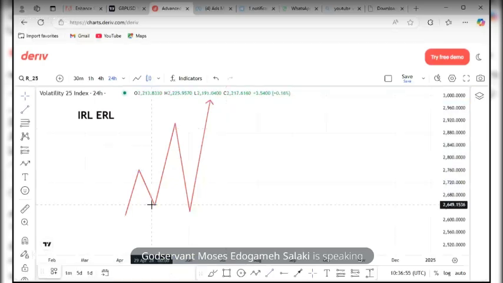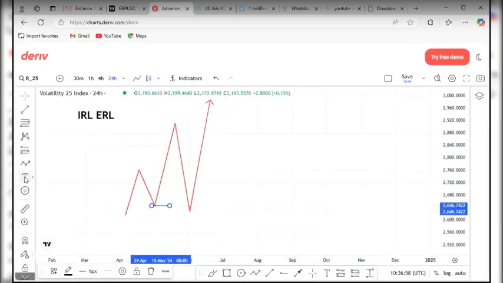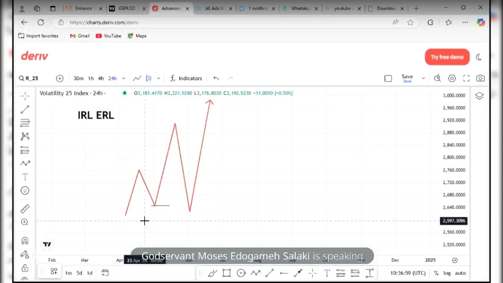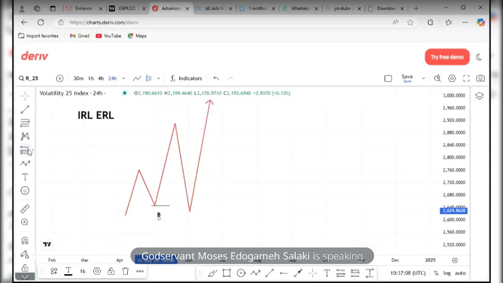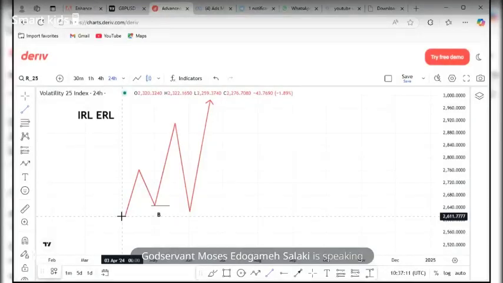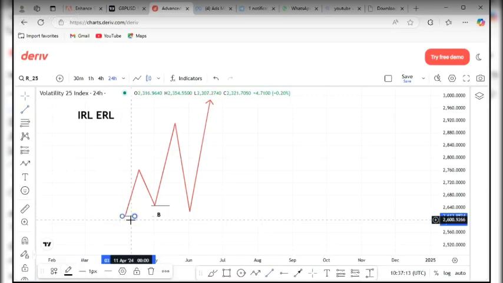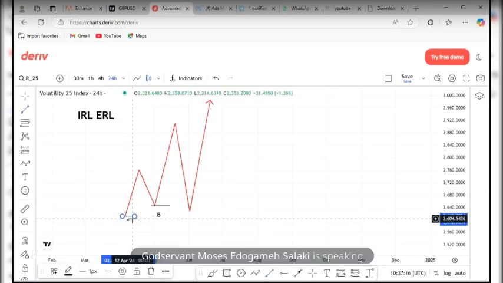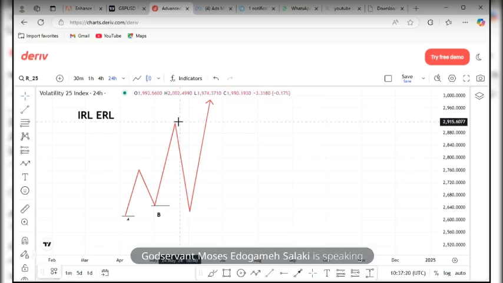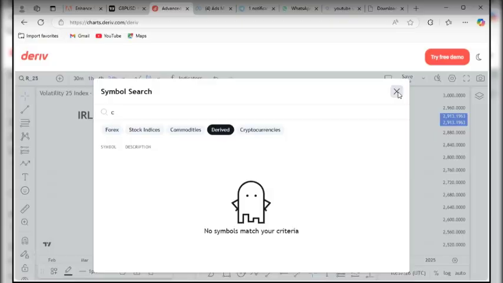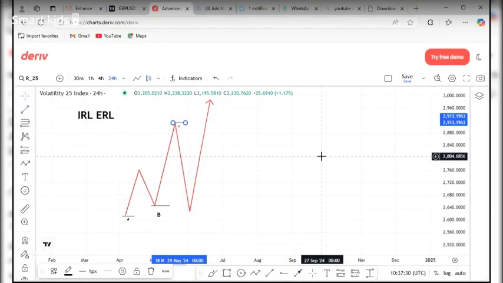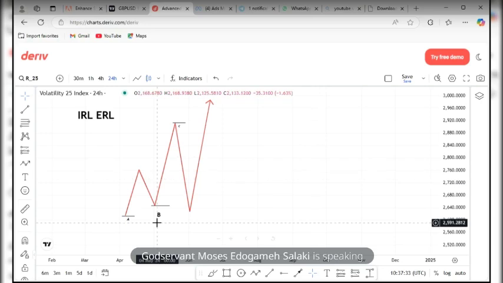So this is my B leg. Then we have the A leg. That's my A leg. Then this is my C leg coming back to take out this. So this is the pattern we want to always see.